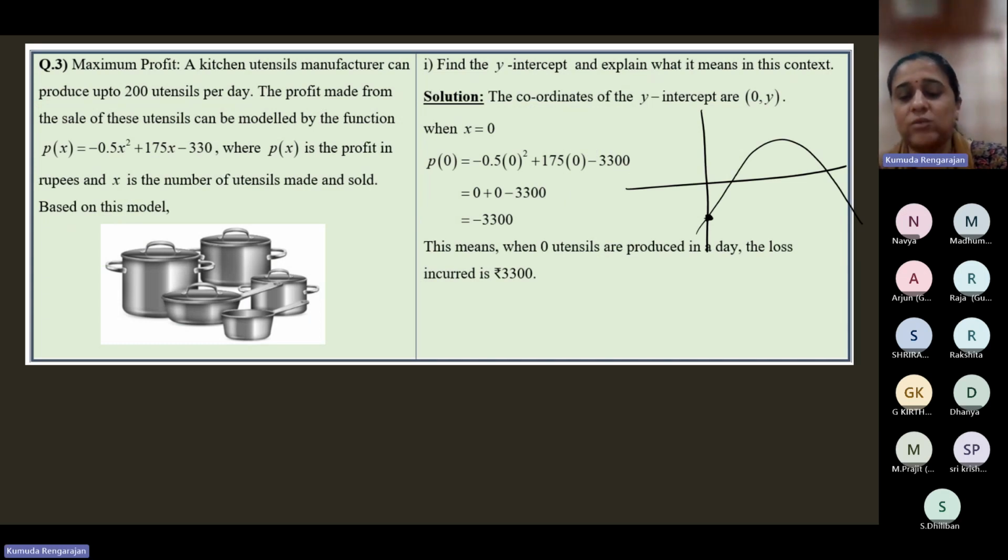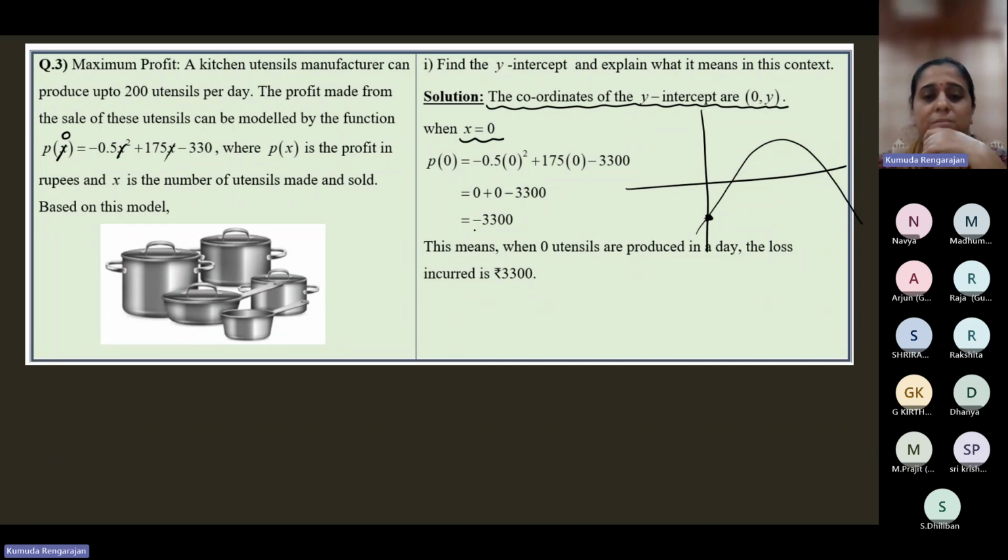Now for y, the parabola will cut the y-axis at one point, and that's the y-intercept. So you need to find the y-intercept. We know that where the parabola cuts the y-axis, the x-coordinate will be 0. So the coordinates of the y-intercept are (0, y). So find y when x is 0, meaning wherever there is x, use 0.